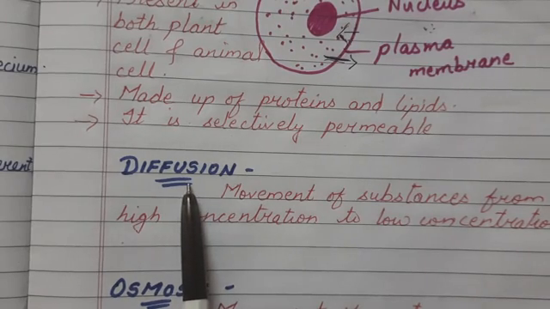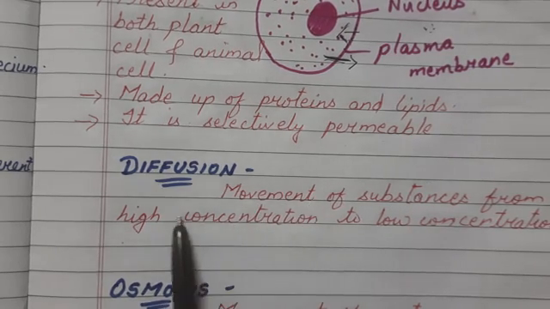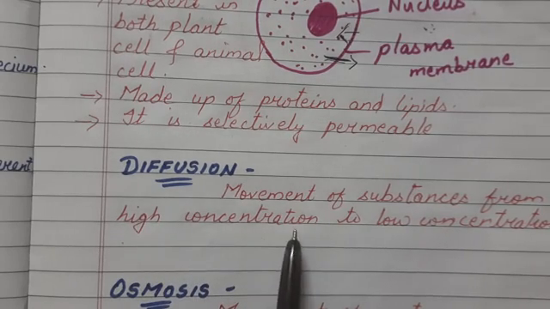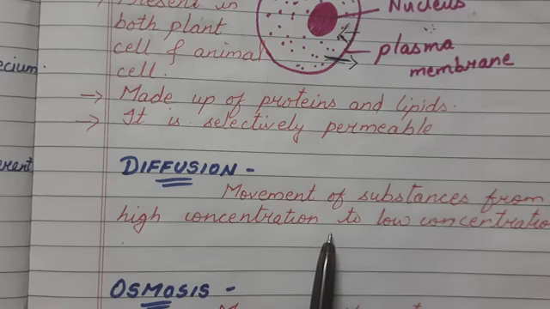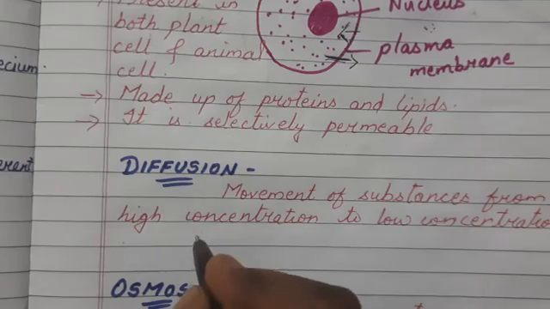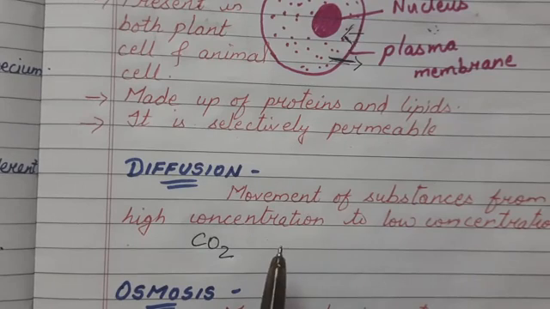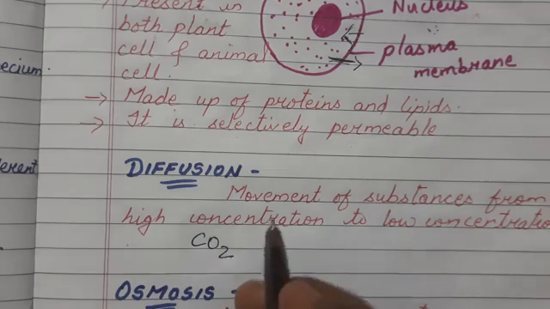Now what is diffusion? Diffusion is the movement of substances from high concentration to low concentration. That means diffusion takes place only under certain conditions. Like, for example, carbon dioxide will move in and out of the cell only where the concentration is high.